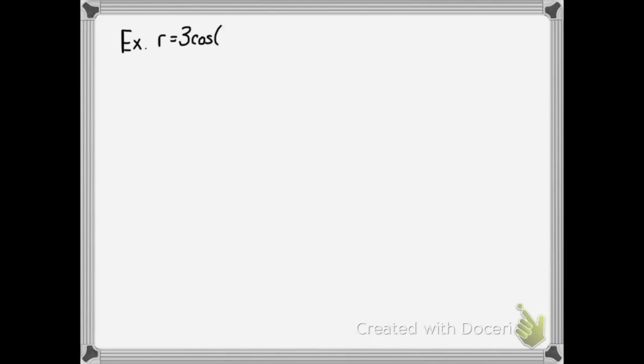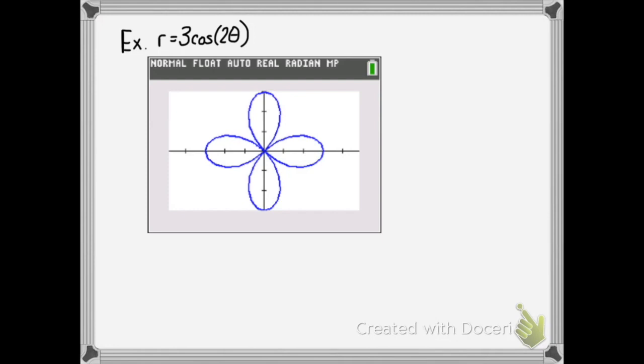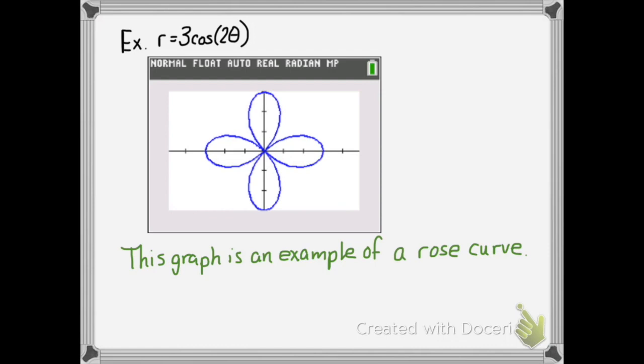Our next example is r equals 3 times the cosine of 2 theta. And this graph looks like a pretty cool four-leaf clover, and this is an example of a graph out of a family of curves known as rose curves. The things that change on a rose curve are that you can change the number in front, so instead of 3, you can put whatever number you want there. And the other thing that can change is this 2 inside the parentheses.